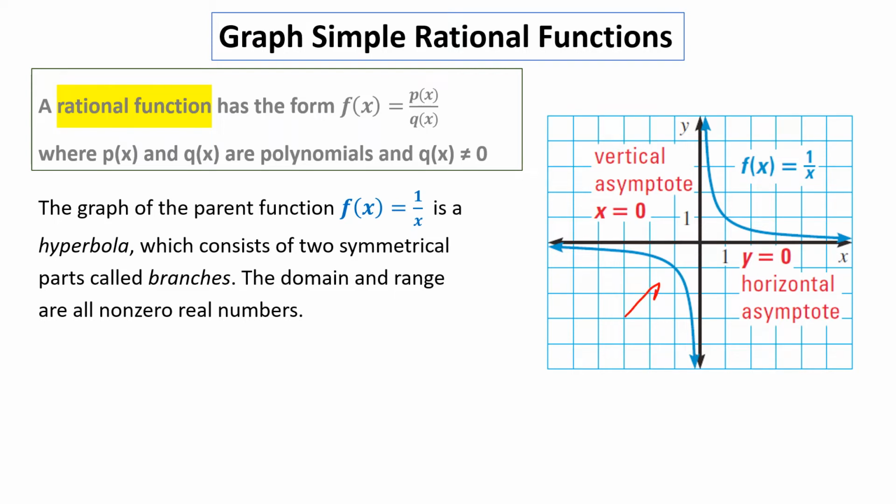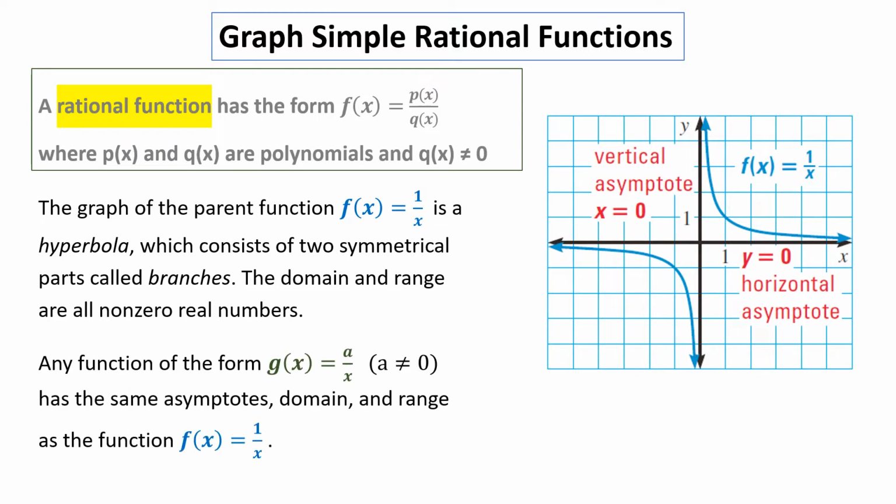These here are the branches. Any function of the form g of x equals a divided by x, as long as a is not 0, is going to have the same asymptote, domain, and range as the function f of x equals 1 over x. It will look very similar, but the branches will have a bit of a different curve.